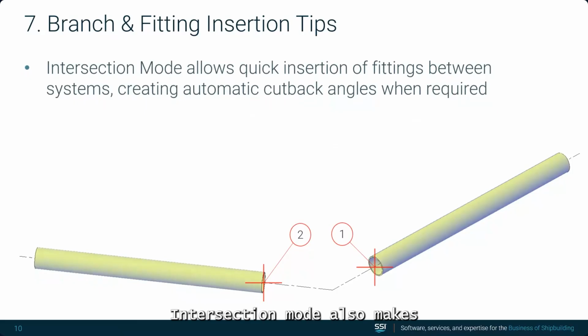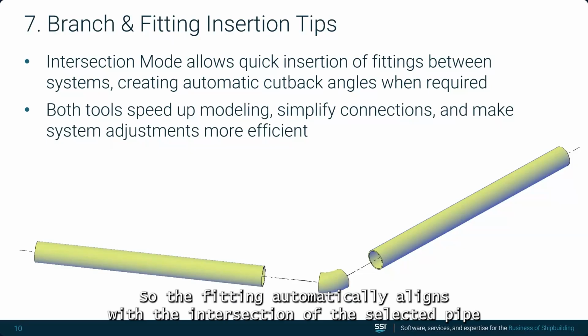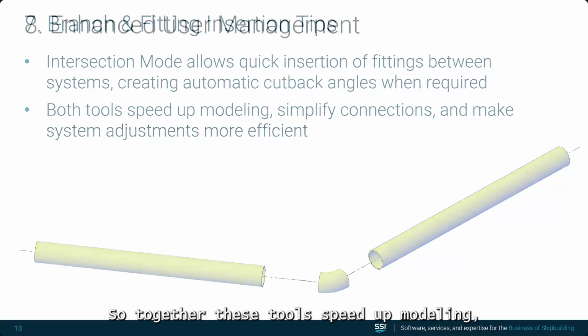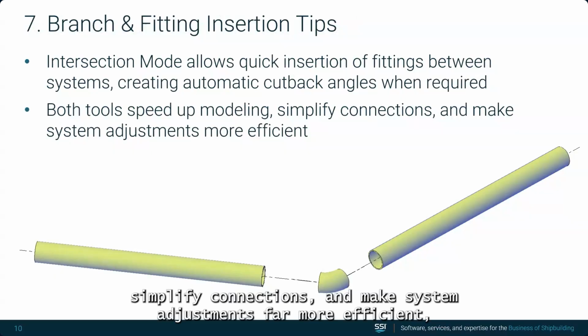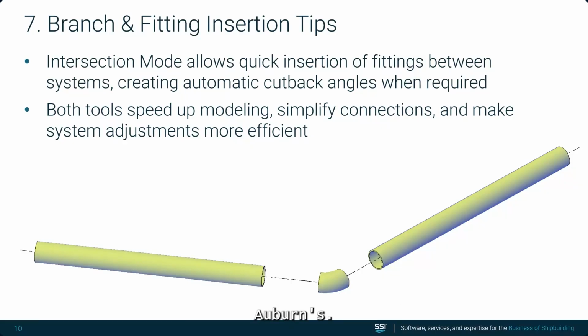Intersection mode also makes it easy to place elbows while modeling without any manual effort. The fitting automatically aligns with the intersection of the selected pipe ends and applies cutbacks if needed, so both ends connect up perfectly. Together, these tools speed up modeling, simplify connections, and make system adjustments far more efficient, especially for complex runs with varying elevations or bends.